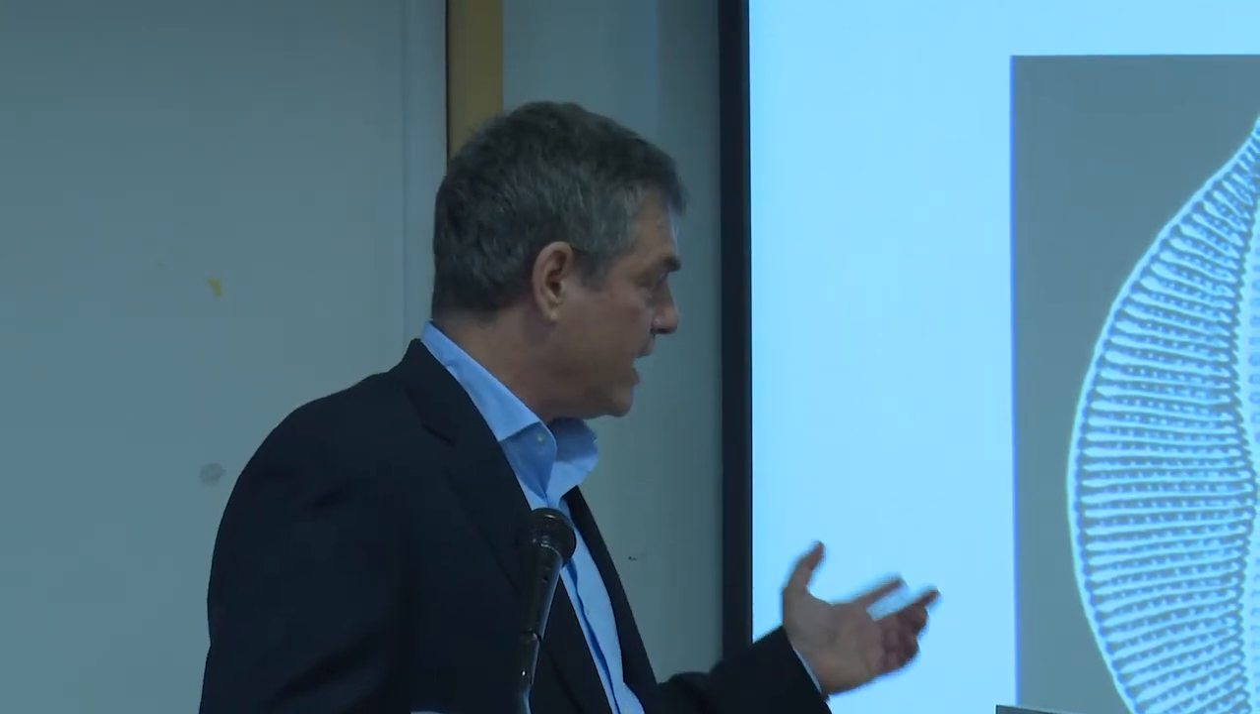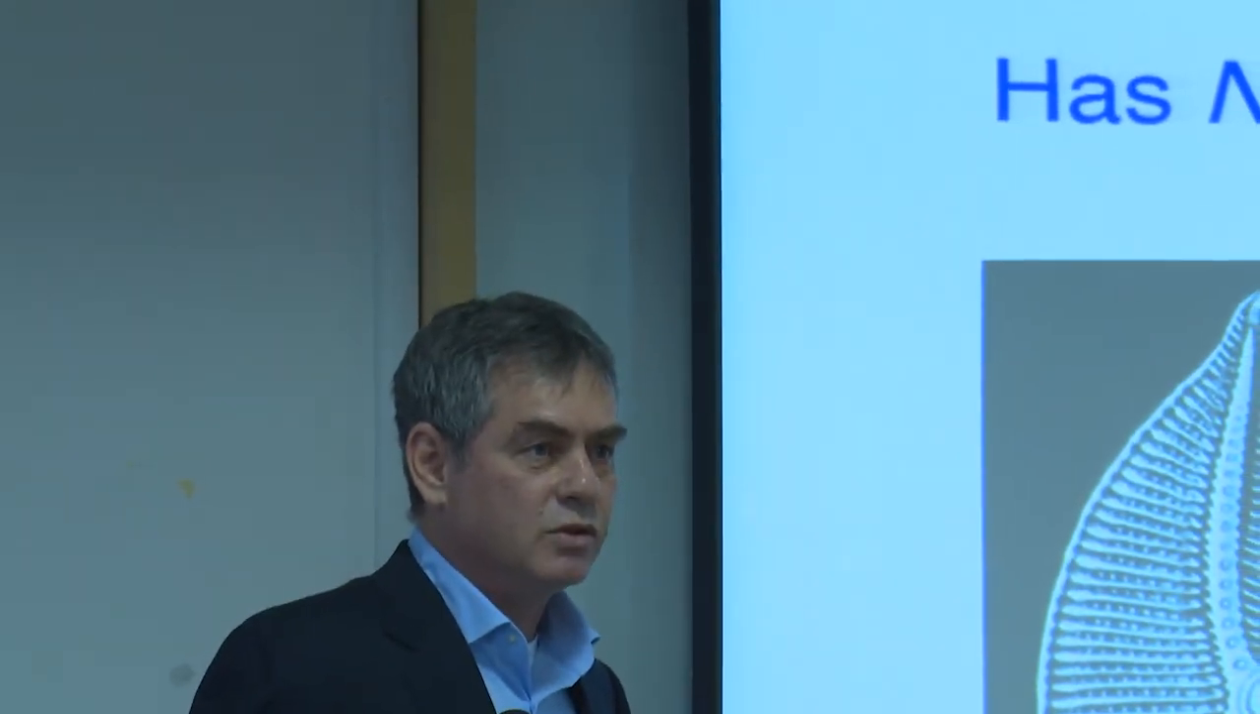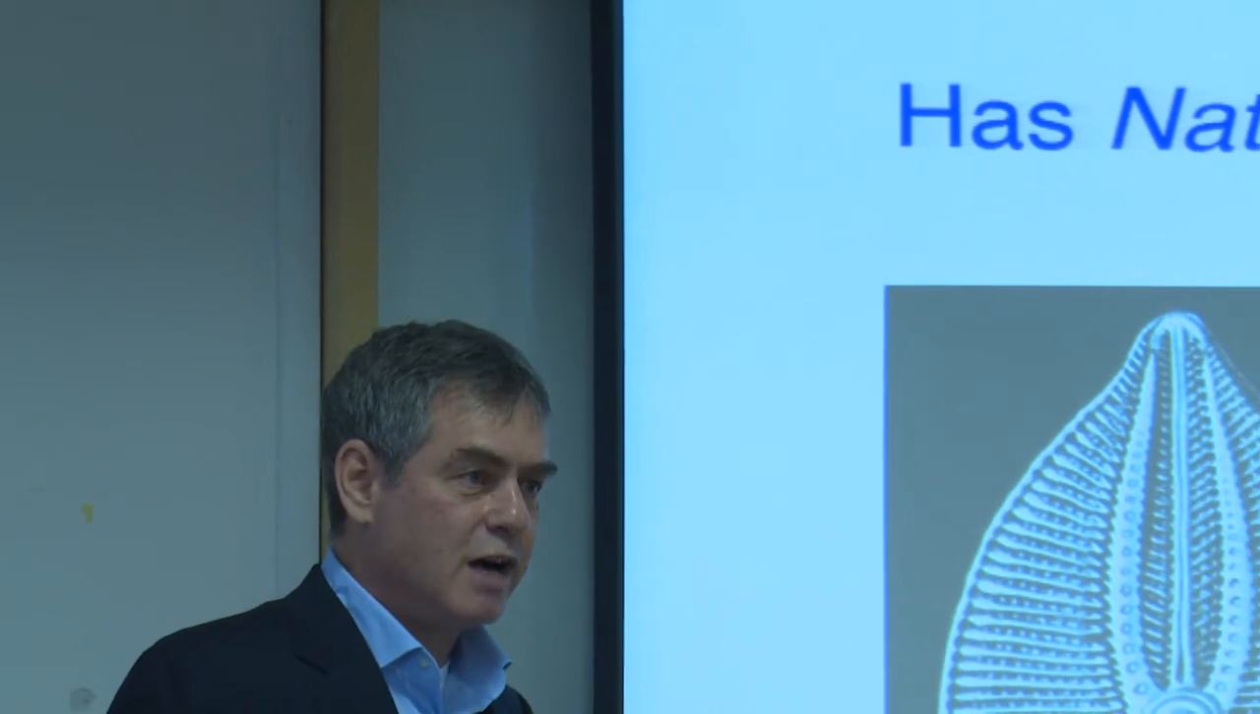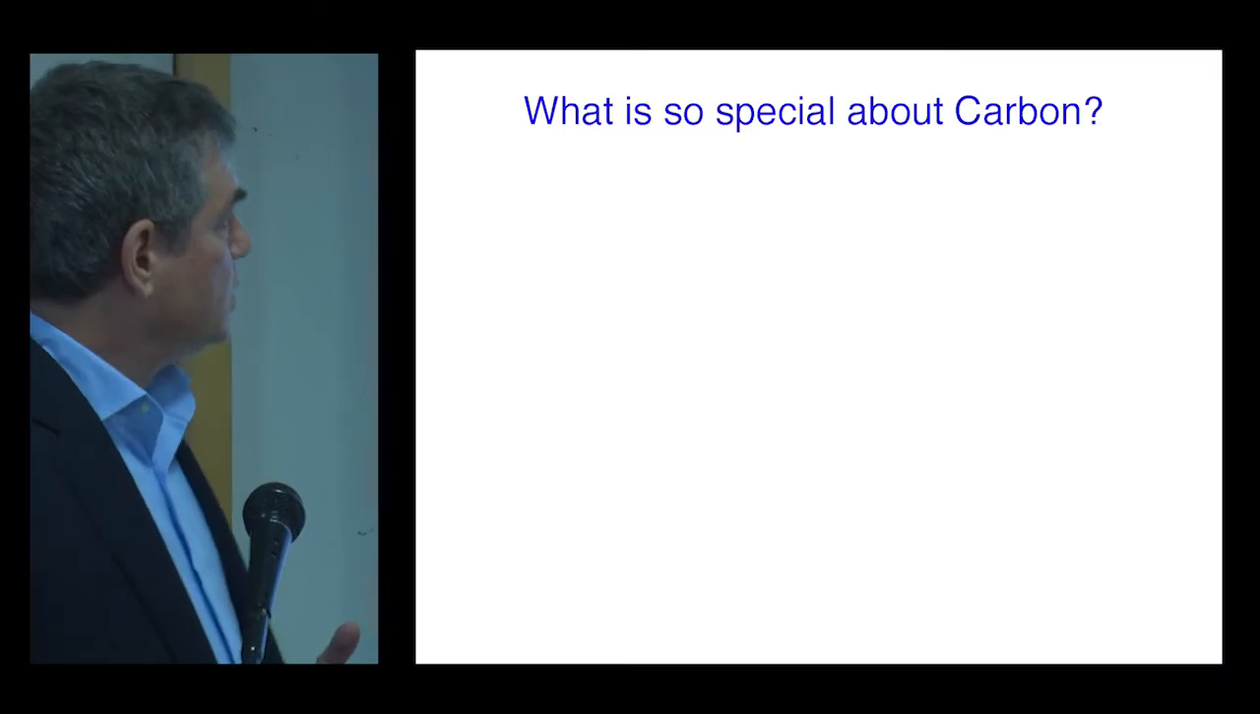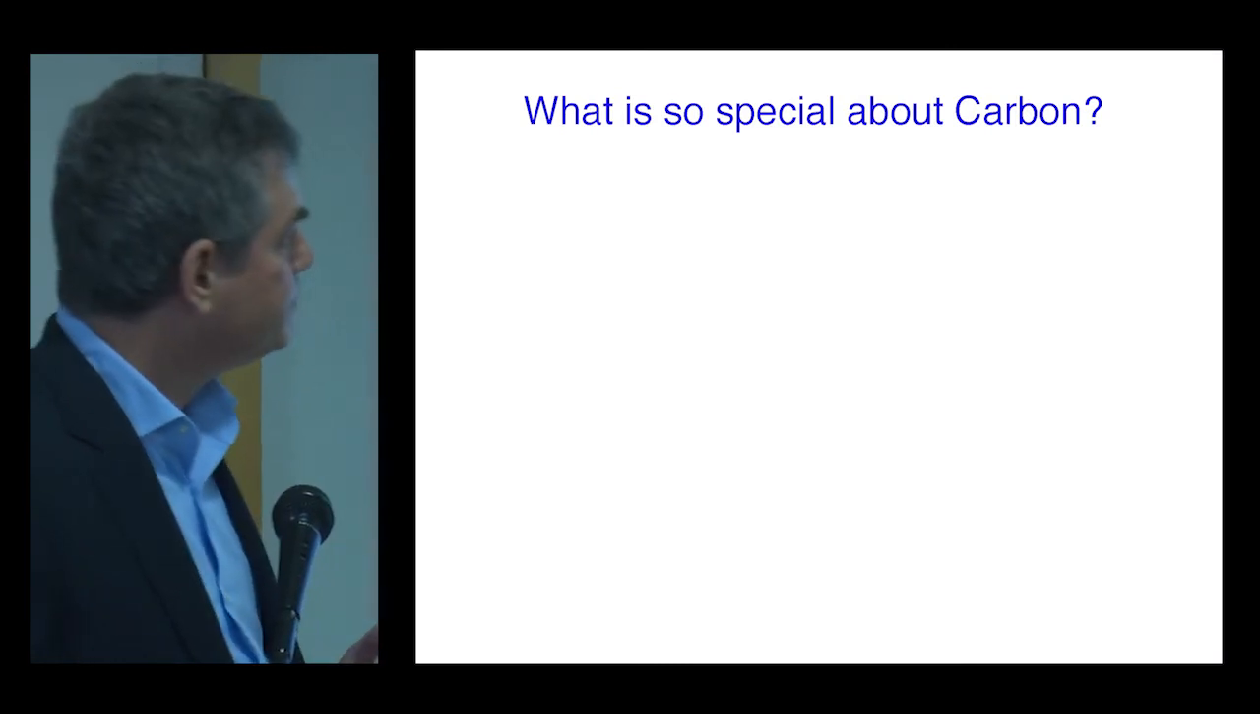but this skeleton is made out of silicon. So this is a very nice form of silicon, but silicon in nature, in diatoms or in other organisms, only plays a structural part. It does not play the same part that carbon plays, as we do in the DNA and in the other functions. So what is so special about carbon?